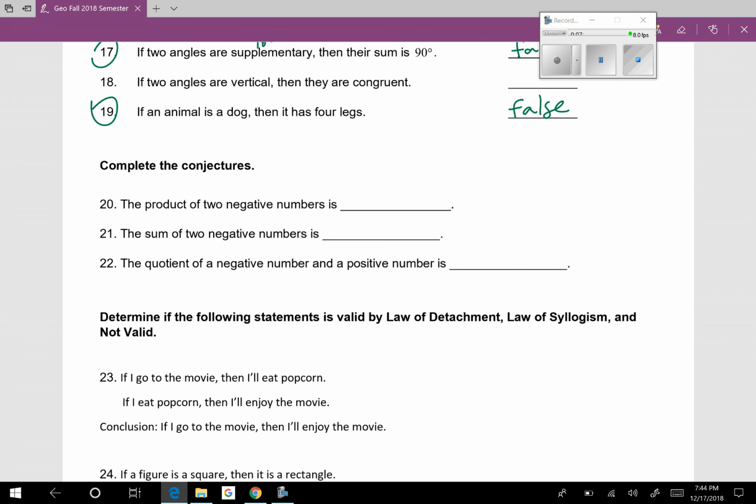Okay, the conjectures. So it says the sum of 2 negative numbers. Think about it. If you have negative numbers and you're adding more negatives, your number's just going to get more negative. So the sum of 2 negative numbers is negative.